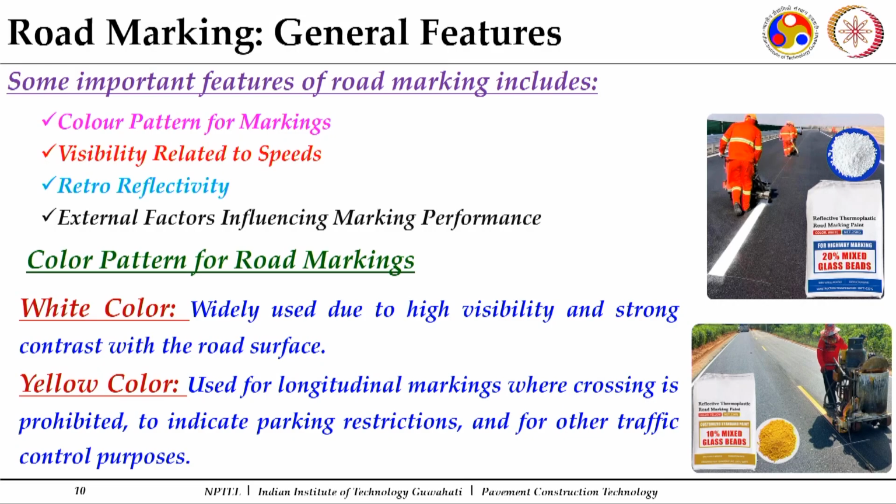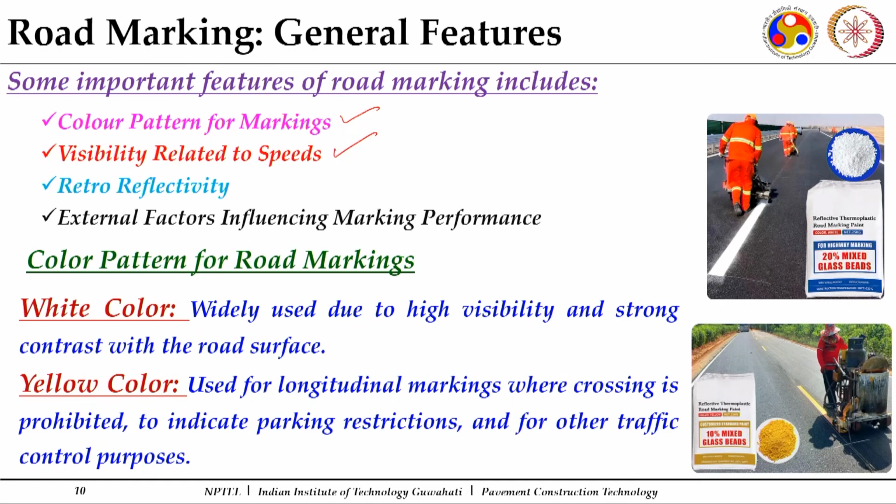Now in these markings which are to be provided on a pavement surface, there are certain features which need to be taken care of. One is the color pattern of the markings. What should be the color of these markings? It may be white color, yellow color. Then visibility related to speeds, because it will be provided on rural sections, urban sections and sections with different speeds. So they should be clearly visible in advance to the drivers. This is the aspect related to the visibility of the road markings.